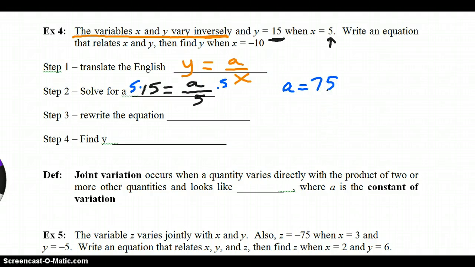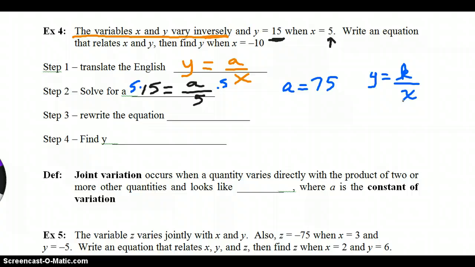So again, think of a as being a constant. Whatever word problem we're dealing with, that a is going to be different. And in some cases, you might see even a k for constant being used instead of a. Our book uses a, but it can be any variable.